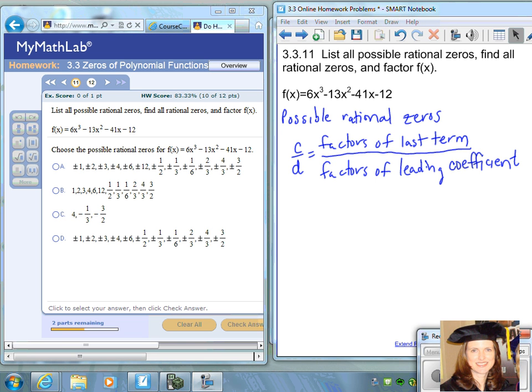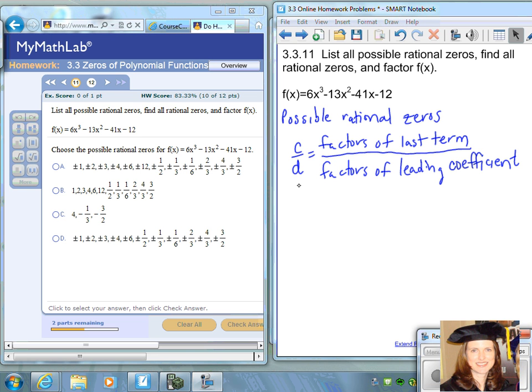Chapter 3, Section 3, Zeros of Polynomial Functions. In question number 11, we're asked to list all the possible rational zeros and find all rational zeros and factor f of x. The way you list all the possible rational zeros is called the rational root theorem.